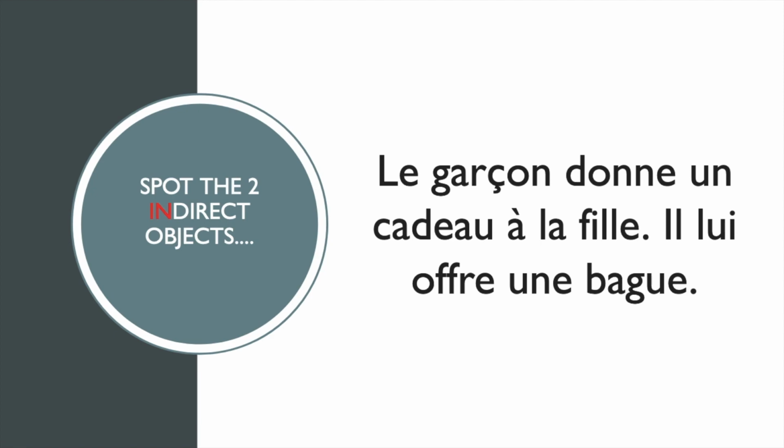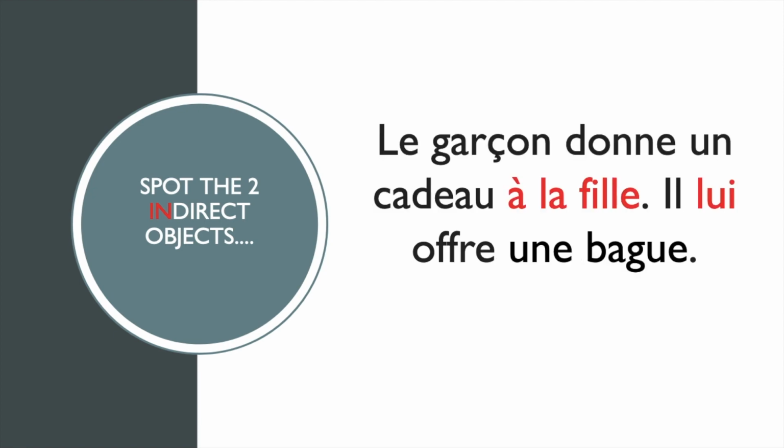Look at this example, and can you spot the two indirect objects? Le garçon donne un cadeau à la fille. Il lui offre une bague. Yes, à la fille is the indirect object as well as lui.